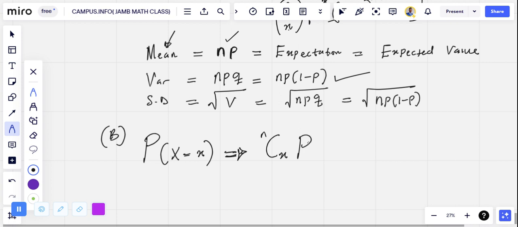But you'll be wondering, how will you be able to detect when to use binomial success and when to use binomial failure? Don't worry, guys, I will show you. NCX, then Q raised to the power of N minus X. You see that I've swapped the power that you have on that P and Q. So this formula here is for binomial failure.